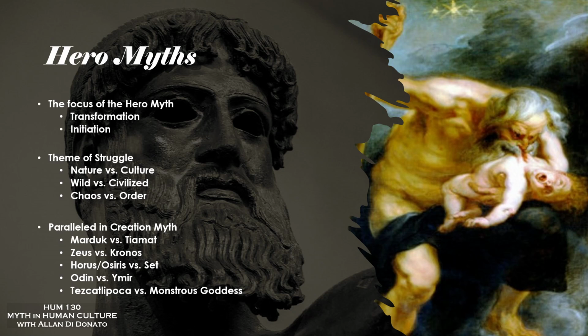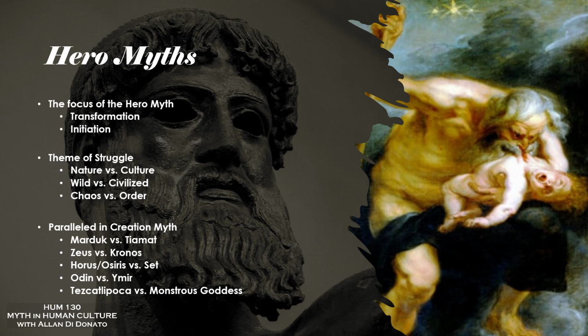Now, the hero stories are also paralleled, interestingly, in creation stories, which is why I want to do a little bit of an introduction to what creation stories are about. So in a general way, we could say creation stories are almost always dealing with the development of culture out of nature, or better, the beginning of order out of disorder, right? Moving from chaos, which is this disorderly beginning, to a state of cosmos, which is an ordered universe.